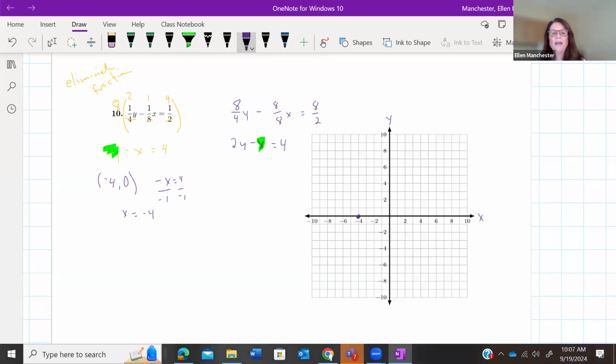I cover up the x, and I end up with 2y equals 4. So divide both sides by 2, and I get y equals 2. So the point, x is 0, y is 2. So I put a point right here. And there is your line. That's it.